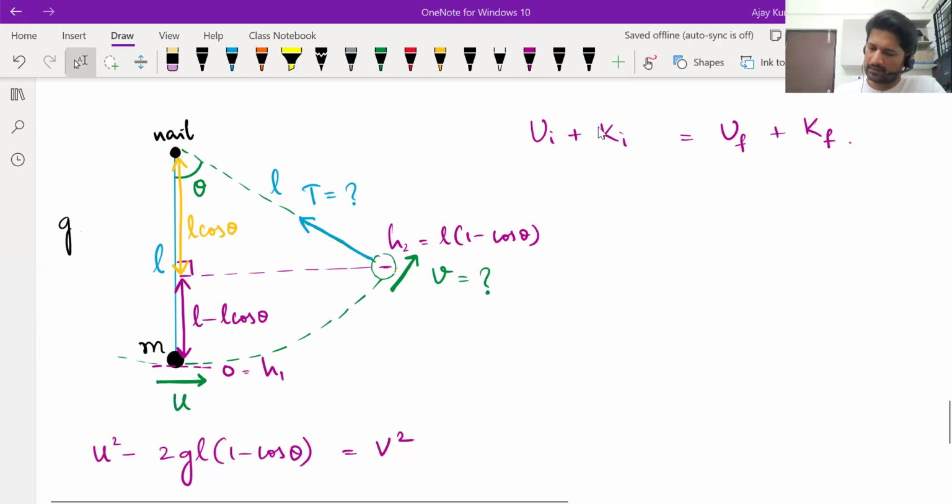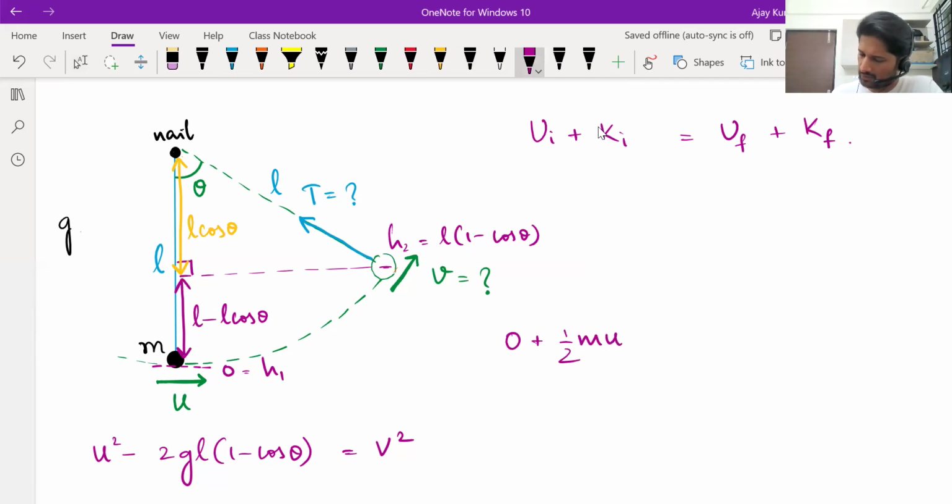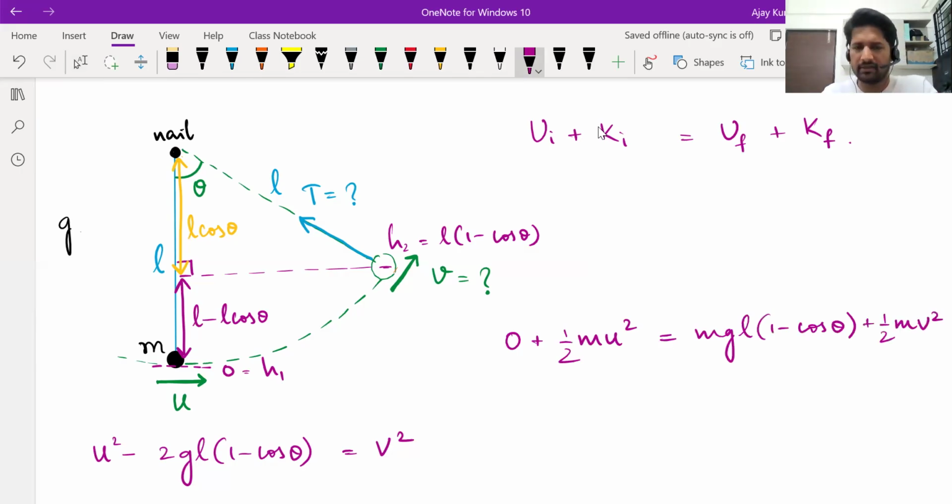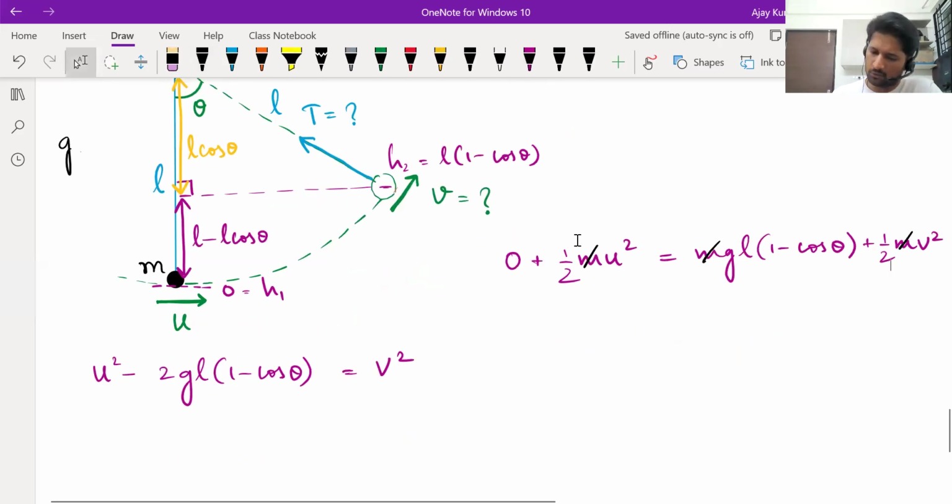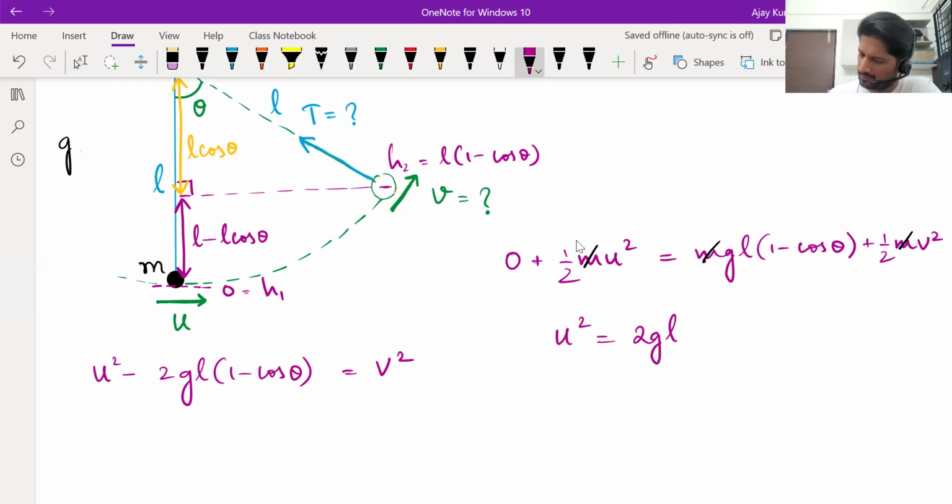Okay. Then since initial height is 0, initial potential energy becomes 0. Kinetic energy is half m u square. Final potential energy will be mg into that height, L into 1 minus cos theta. Final kinetic energy half m v square. We don't know if it has stopped or not, but we are deriving an expression for v in terms of theta. That's all. As I said, for speed, the mass won't matter. Multiply throughout with 2. You get u square is equal to 2gL into 1 minus cos theta plus v square. Therefore, v square is equal to u square minus 2gL into 1 minus cos theta. This is correct.